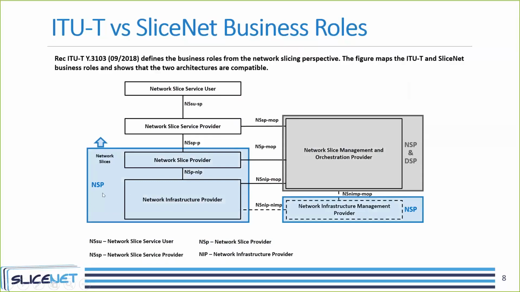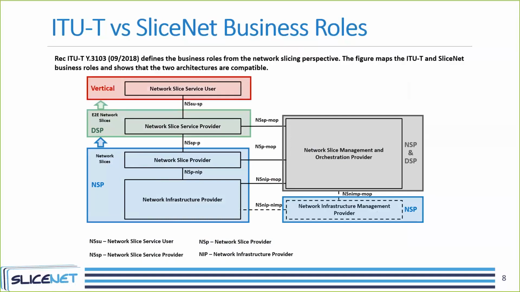So the NSP, in this case, will be the network slice provider and the network infrastructure provider, and also the management infrastructure provider and the management and orchestration of the network slices that are on the right side. So it will compose network slices and offer them to the DSP, which is the network slice service provider. So the DSP will compose network slices and offer them to the vertical or network slice service user. So these are the different ways of presenting the business roles, but overall we can see that there is a mapping, an alignment between all the three, SliceNet and the two other main organization bodies in telecommunications right now for the network slicing aspects.